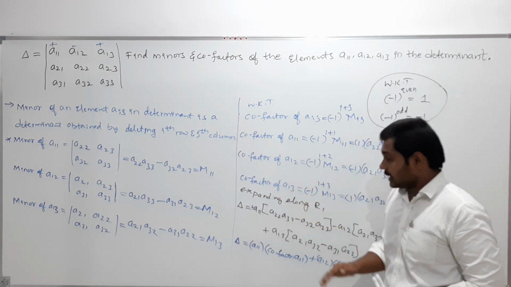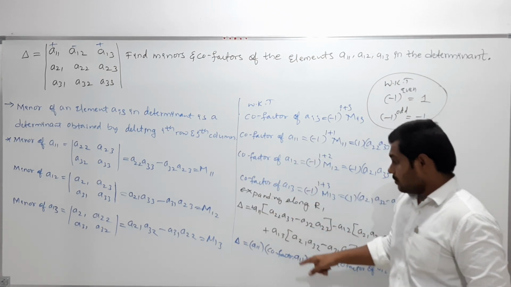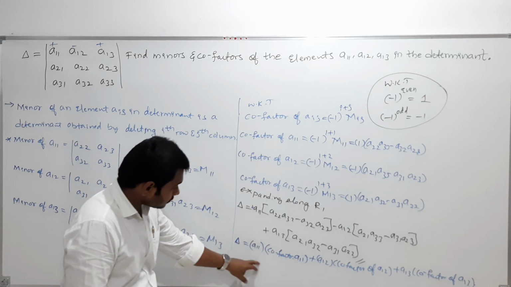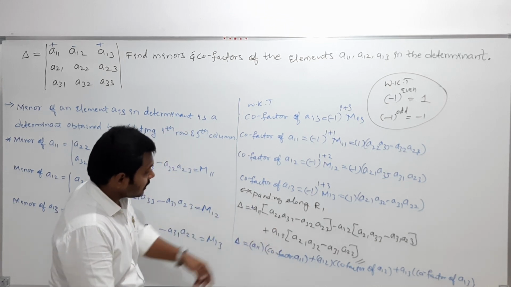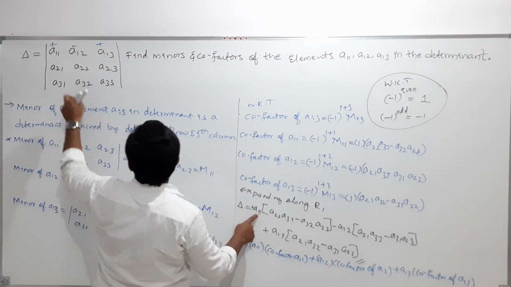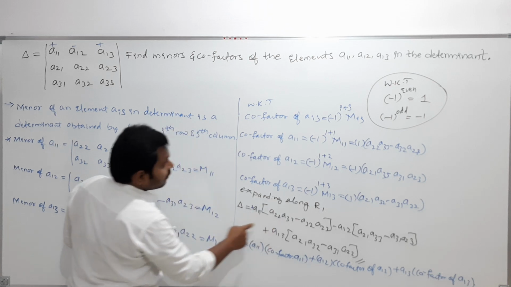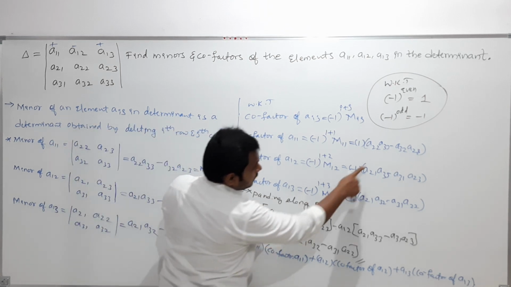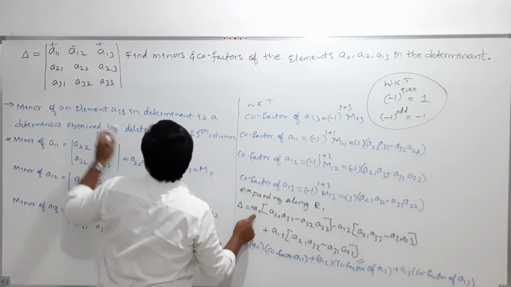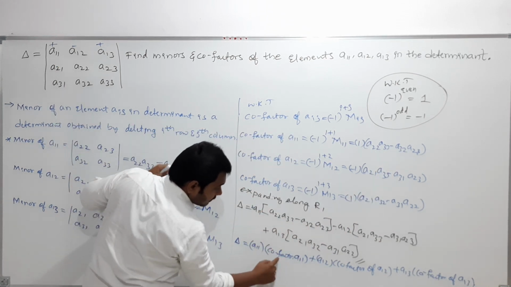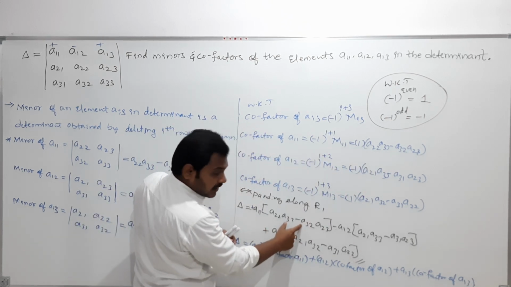If you want to find the determinant value, you can observe here, the cofactor of A11 is plus A22 A33 minus A32 A23. A11 is the first element I considered, and I multiplied it with the cofactor of A11. So what is the cofactor of A11? This is your cofactor of A11.